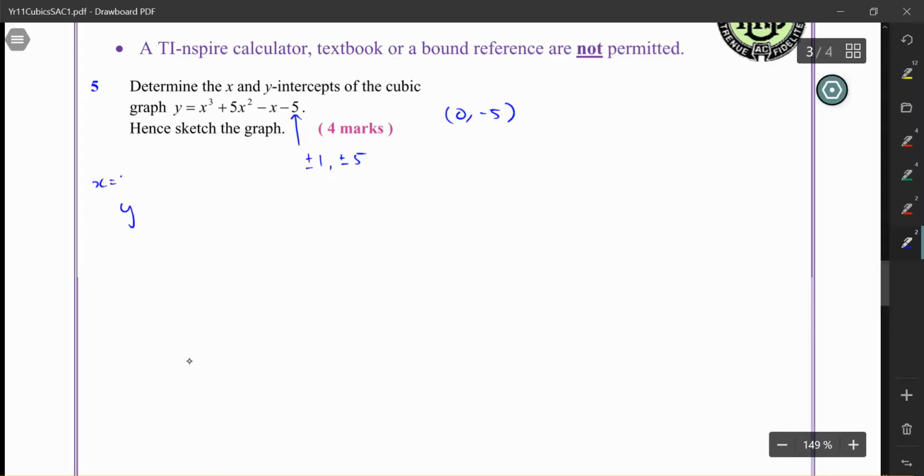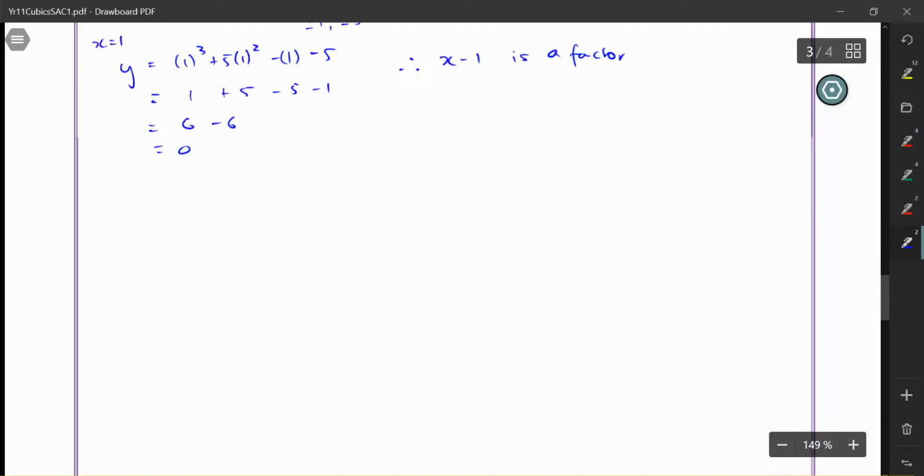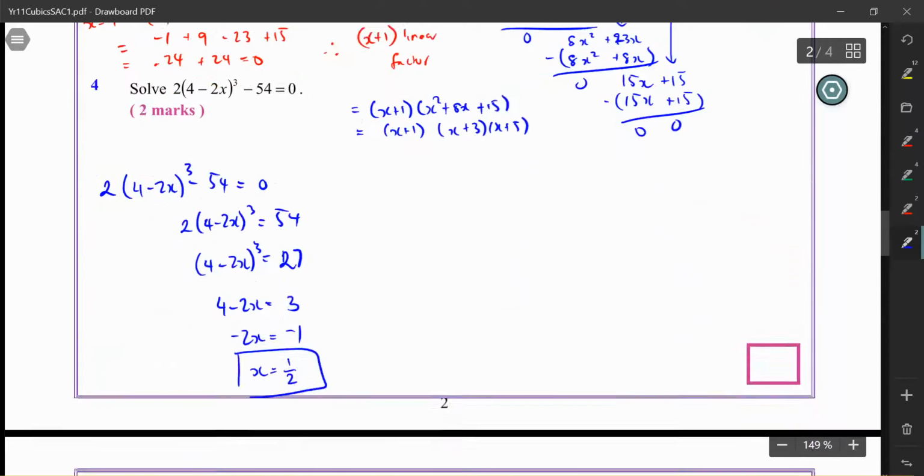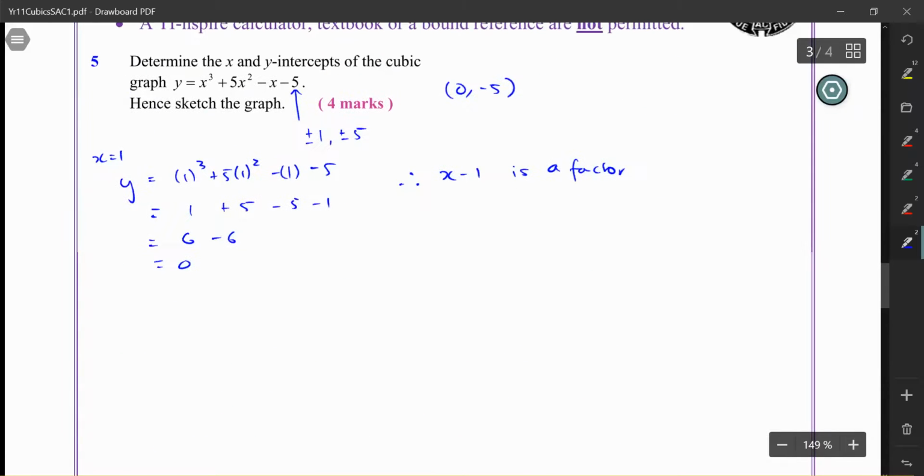So x equals 1, you get 1 cubed plus 5 times 1 squared minus 1 minus 5. Let's see, that becomes 1 plus 5 minus 1 minus 5. So yeah, 6 minus 6. It just happens to work out. So therefore, x minus 1 is a factor since x equals 1. Now that you know it's a factor, see, this makes more sense. For 4 marks, you're given that space. This one really feels like a calculator question. But anyways, here we go.